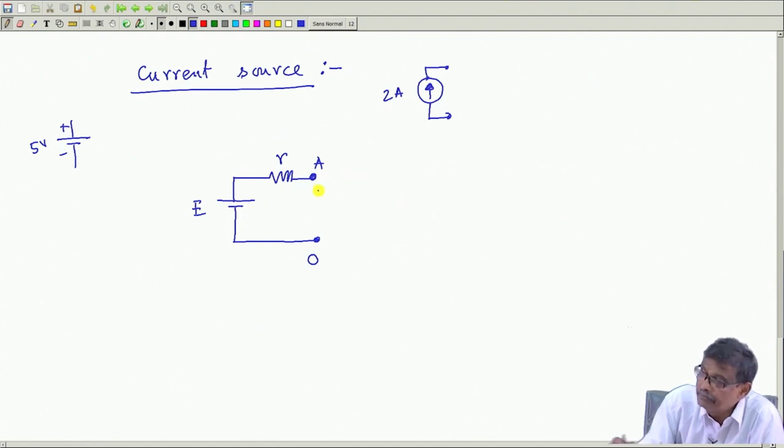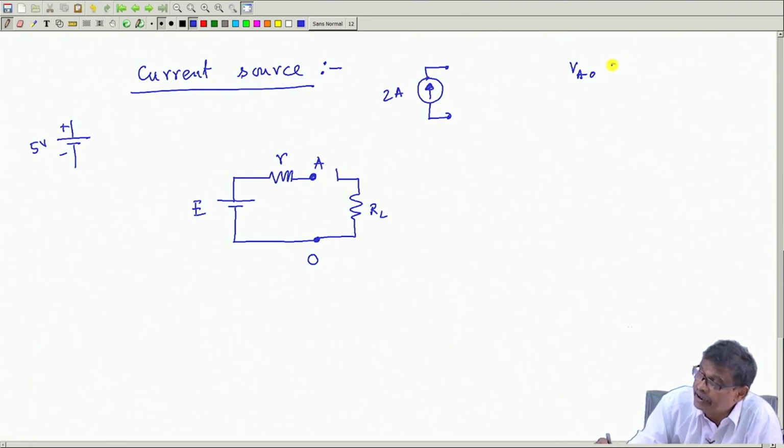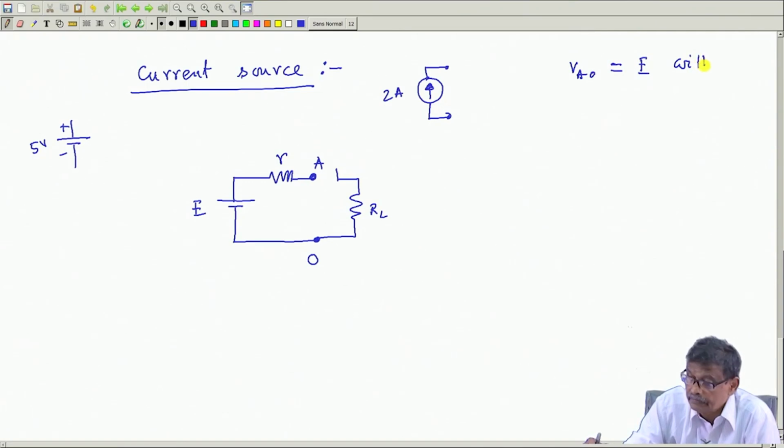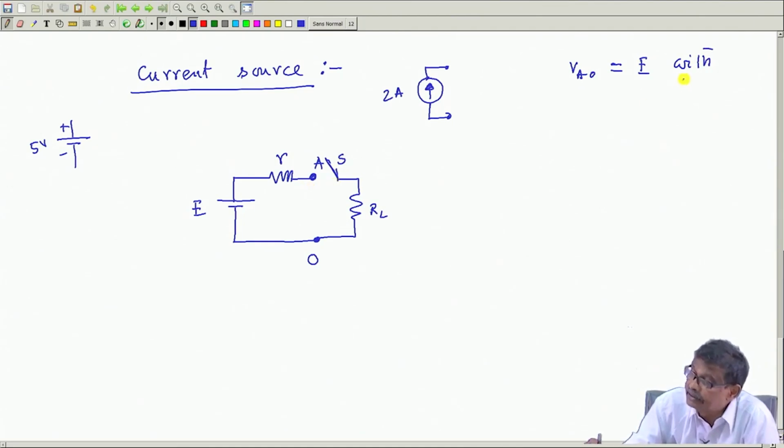No current is flowing, VAO starts from O, from this to this E, no current, no voltage drop here, plus minus. If this is like this, and therefore, with S opened, VAO is equal to E. Here is a switch which can be connected this side, with S opened.